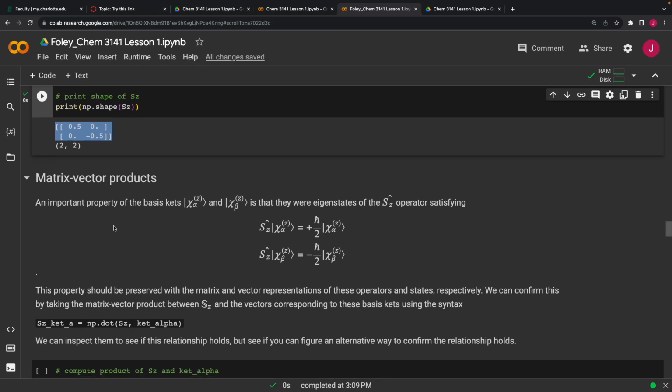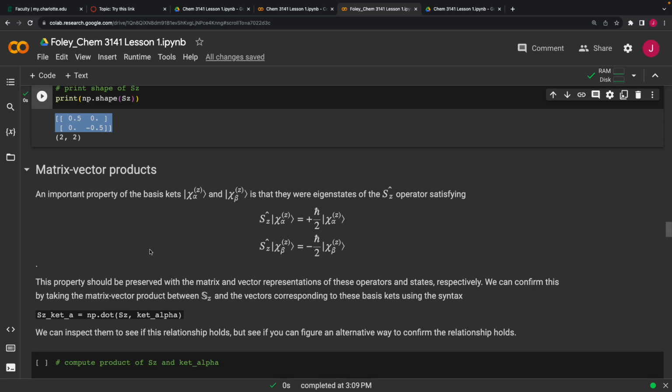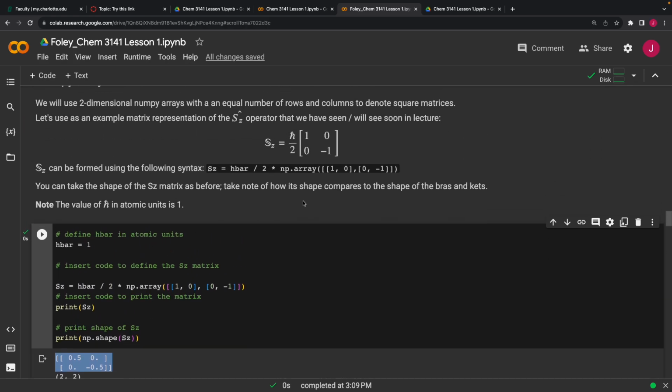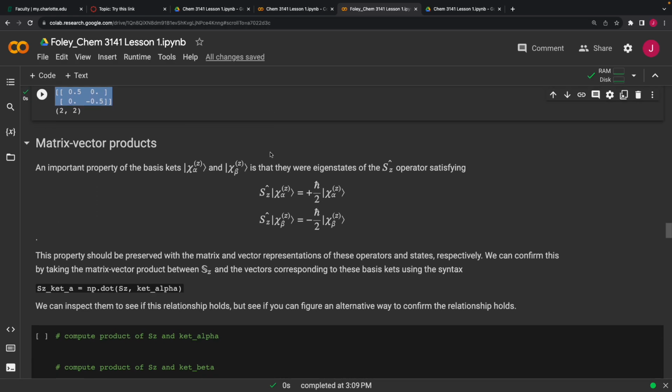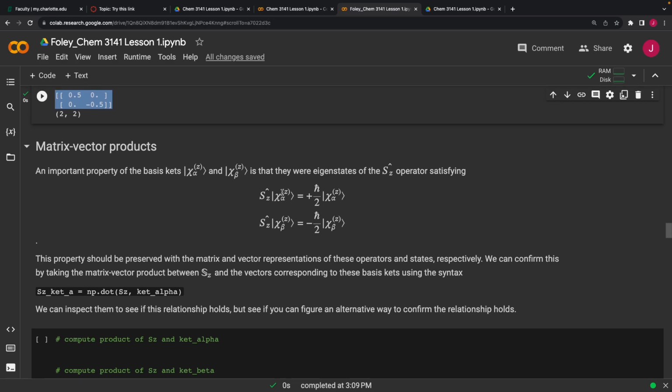So as I mentioned, we have defined these basis vectors, ket alpha and ket beta. The choice for that basis was not accidental. This is a very nice basis for this matrix S sub z. Why is it a nice basis? Well, these vectors, chi alpha and chi beta, are what are called eigenvectors of this matrix S sub z.